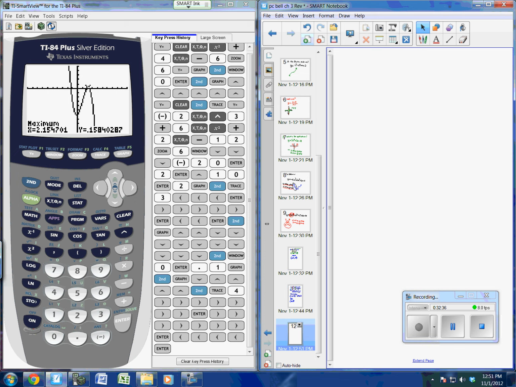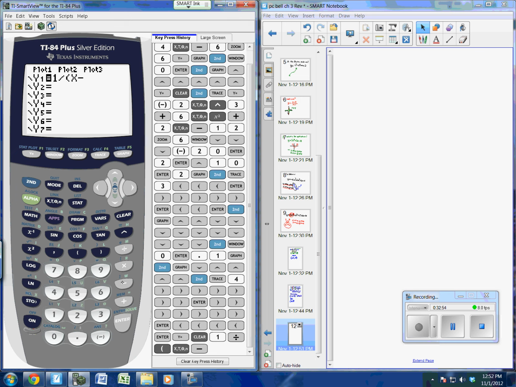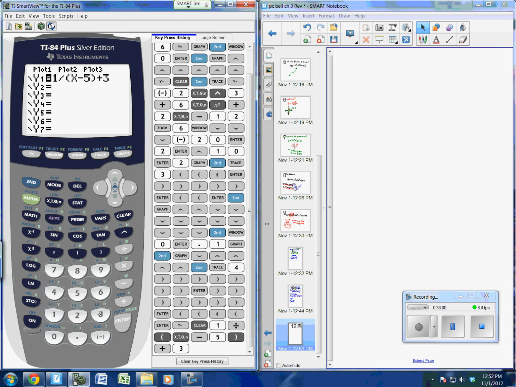I want you guys to find, everybody turn your heads. I'm going to put a function in here, and I'm going to put it on a standard window. Okay, you can look now. Find the equation of this function. There will be 3 problems like this one on the test. Find the equation of this function.